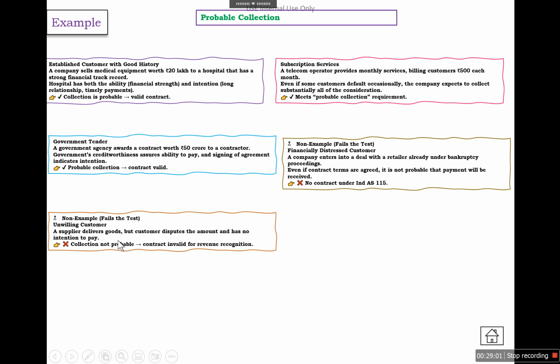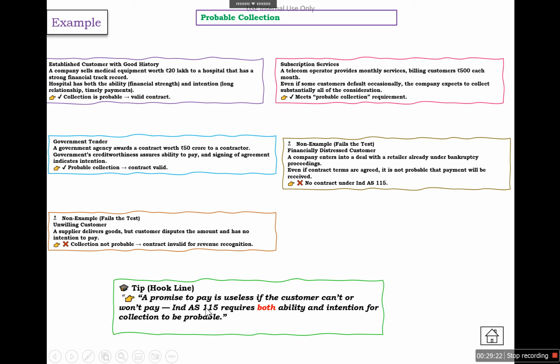Next, a supplier delivers goods, but the customer disputes the amount and has no intention to pay. In this case also, the fifth condition, probability of collectability, fails. So we will not recognize revenue. It will not be a valid contract from the perspective of Ind AS 115. The hook is that a promise to pay is useless if the customer cannot or would not pay. Ind AS 115 requires both the ability as well as the intention to pay. If these two conditions are satisfied, only then will revenue be recognized.